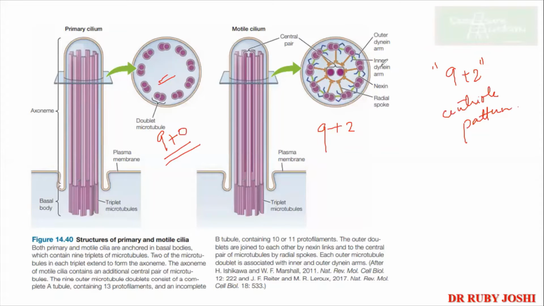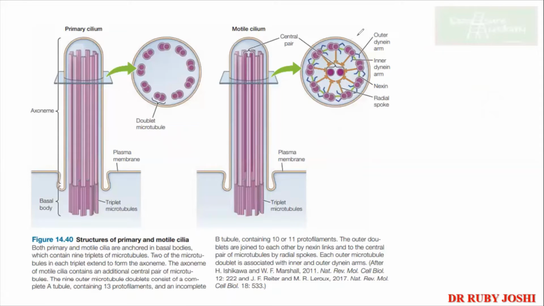Now, look at the diagram carefully. ये important है, याद रखना. Okay. So what do we have then? These are the central pairs. So this is your 9 plus 2 ka 2. Rest all 9 are there. Okay. Now please do remember.